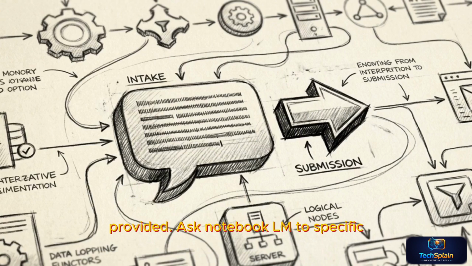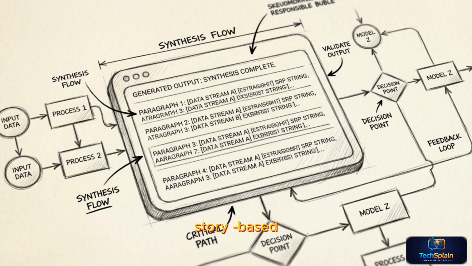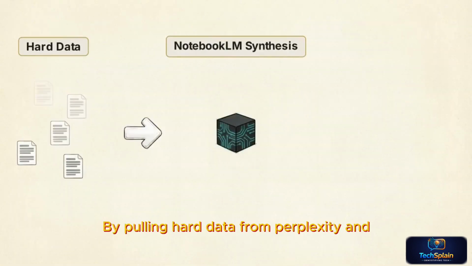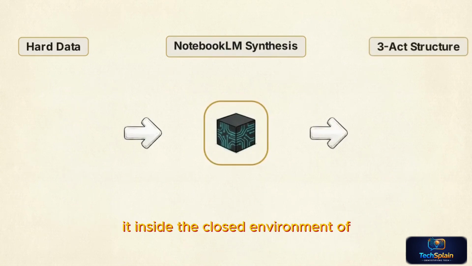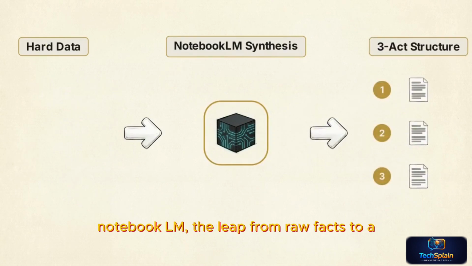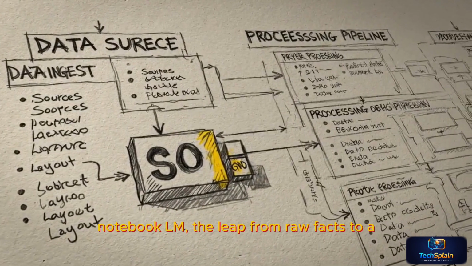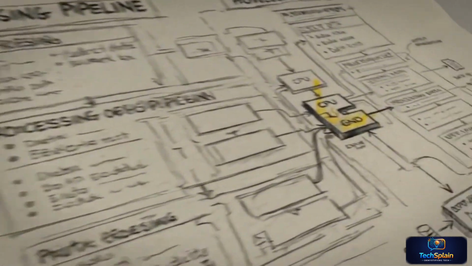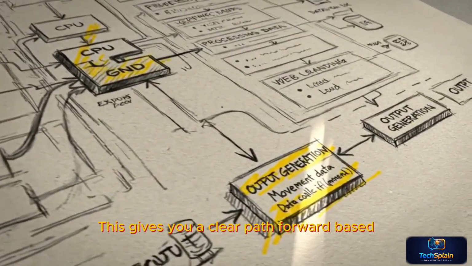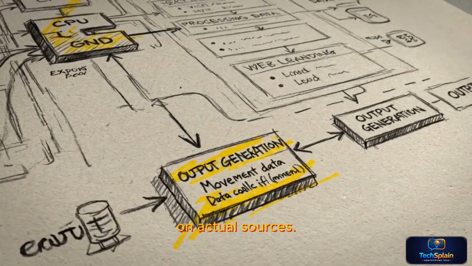Ask Notebook LM 2 specific questions. Give me the 5 most misunderstood points about this topic, and turn this into a story-based explanation with 1 real-world analogy. By pulling hard data from Perplexity and synthesizing it inside the closed environment of Notebook LM, the leap from raw facts to a structured story is significantly shortened. This gives you a clear path forward based on actual sources.